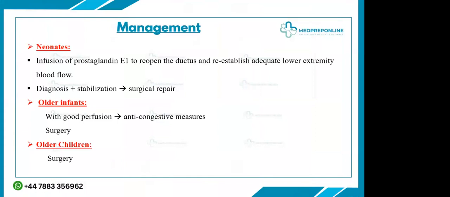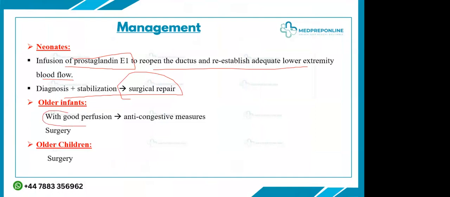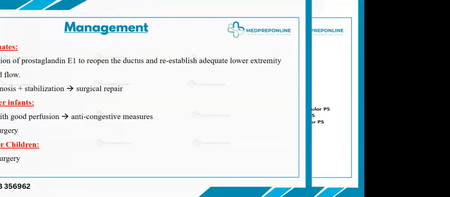So what is the management in the preductal coarctation of aorta? Obviously, you need to maintain the infusion of prostaglandin E1 to open the ductus arteriosus and reestablish adequate lower extremity blood flow. Then there is the diagnosis and stabilization, and then you have to go for the surgical repair. In older infants, if there is heart failure, you can go for anticongestive measures, and ultimately it is surgery for the coarctation of aorta.